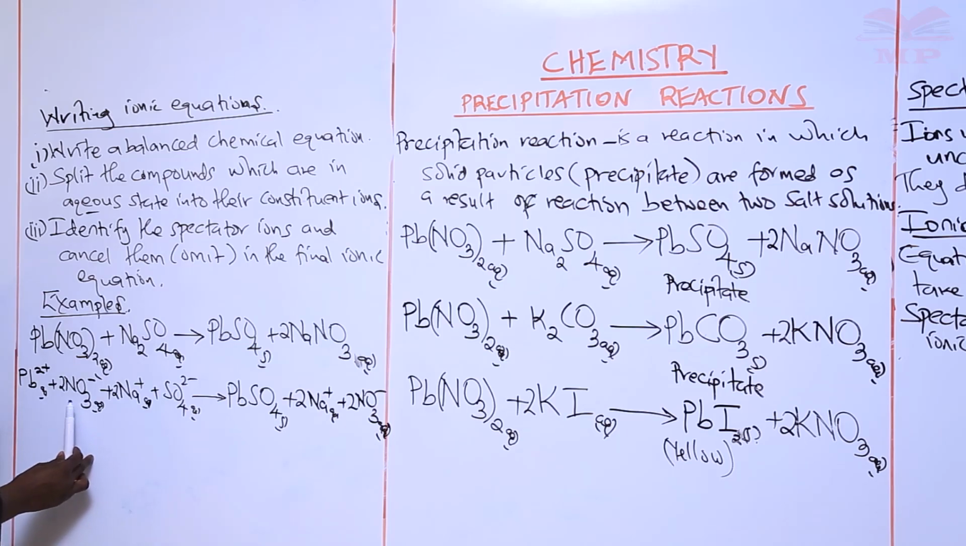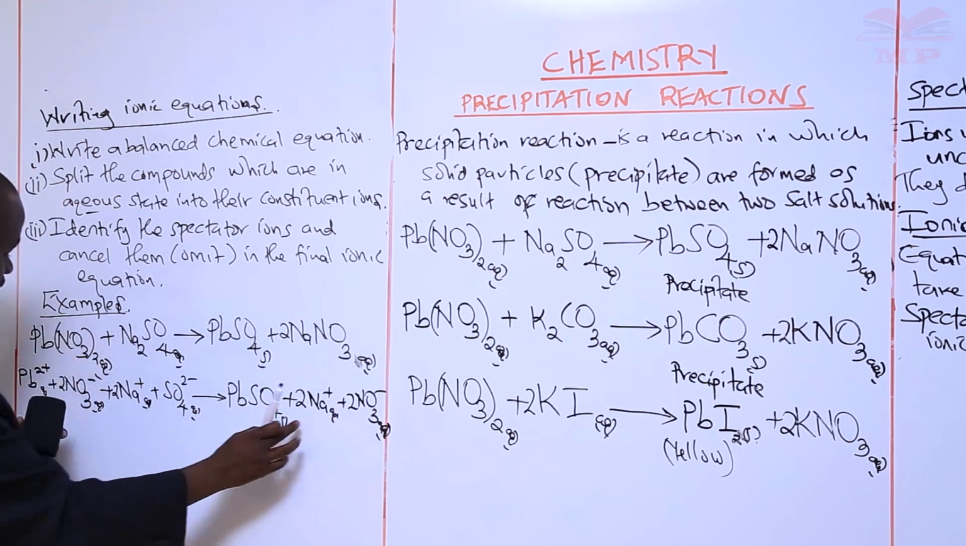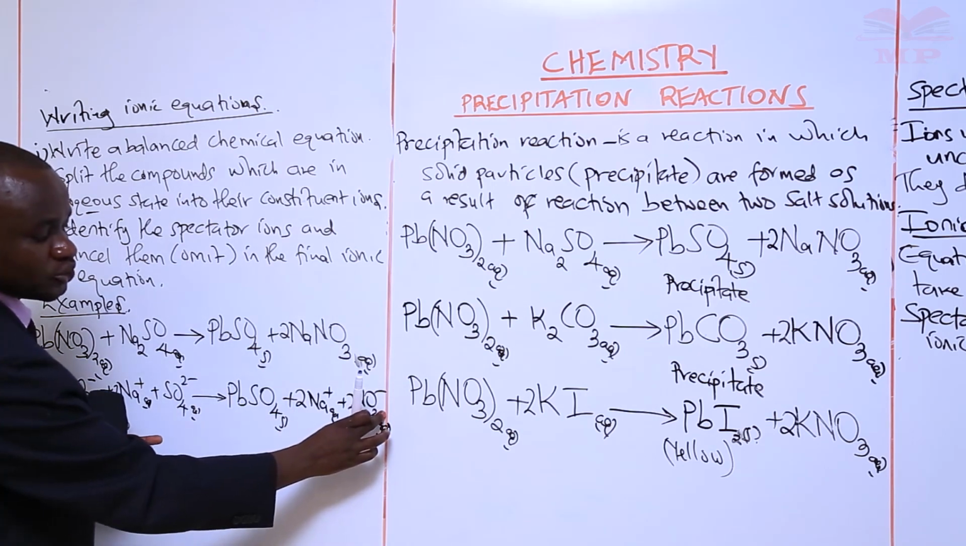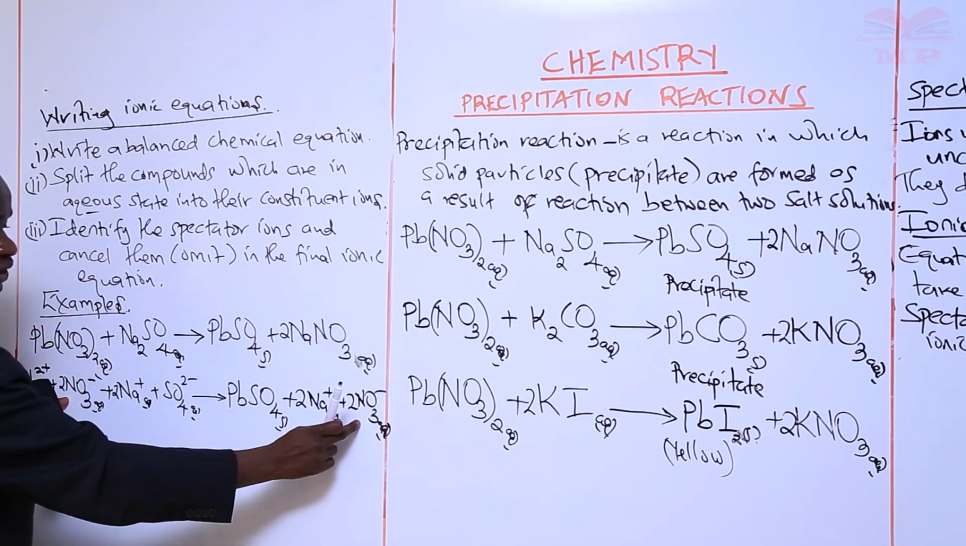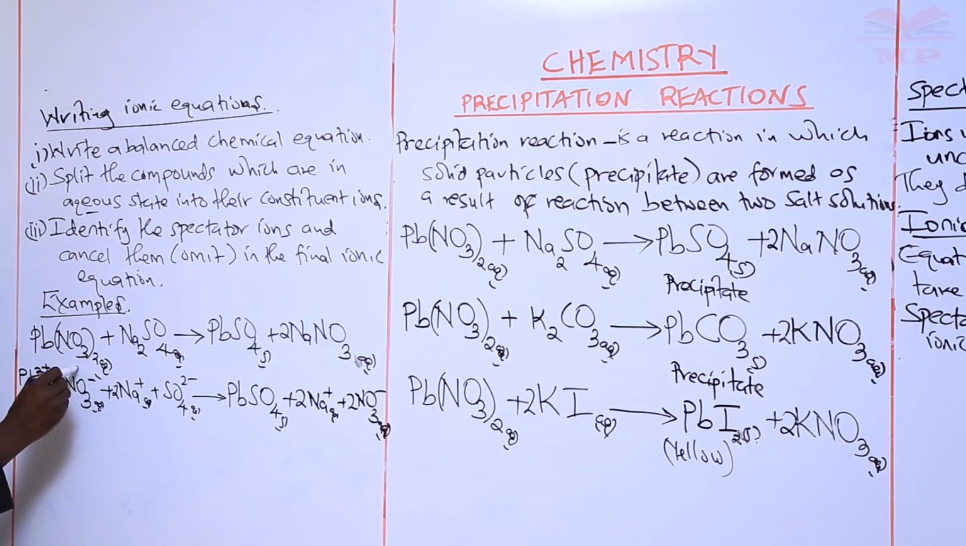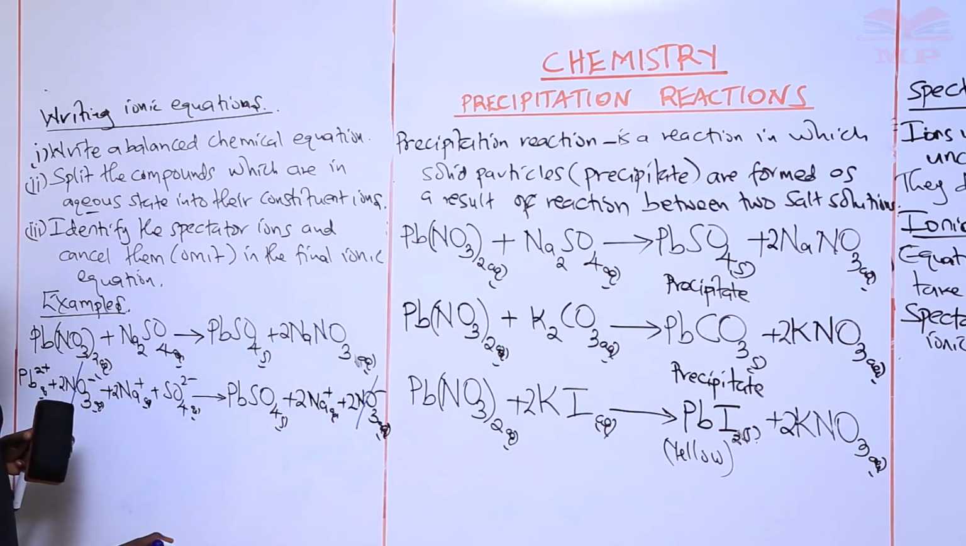Next, you check nitrate. I'm having nitrate ions at the start. They are in aqueous state. At the end, they are also in aqueous state. So the nitrate ions are spectator ions because they have remained chemically unchanged. At the start in solution state, at the end also in solution state. So therefore, these nitrate ions, we call them spectator what? Ions. So we shall cancel nitrate ion on the left and nitrate ion on the right.